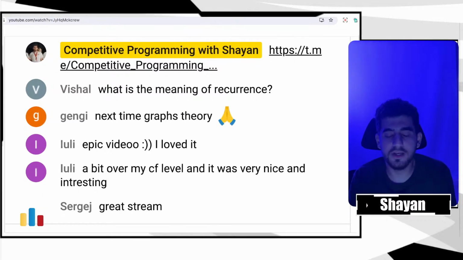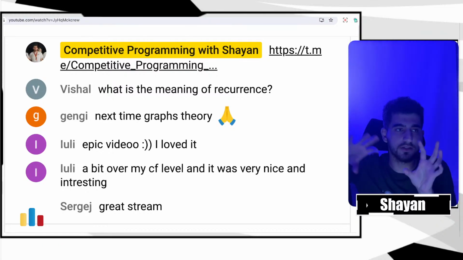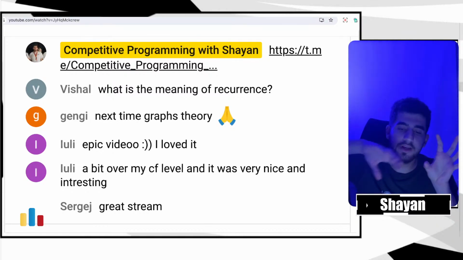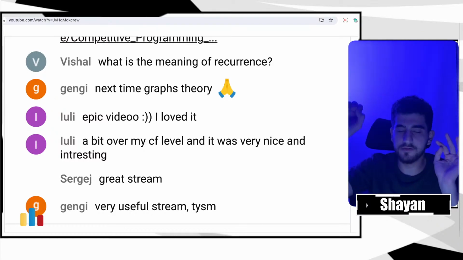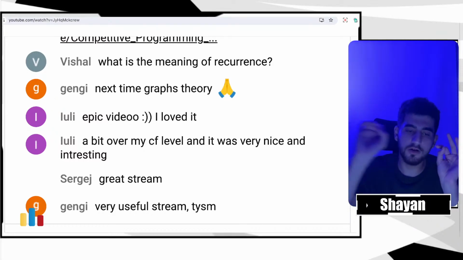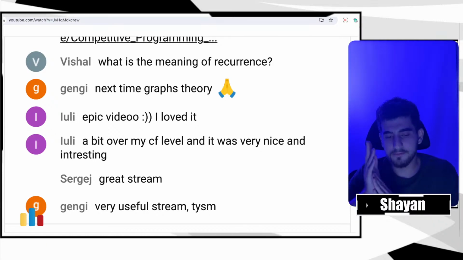What is the meaning of recurrence? It's about from which state you will update this state. You have a sub-problem. Recurrence is about calling the smaller instances of the same problem and trying to use them.